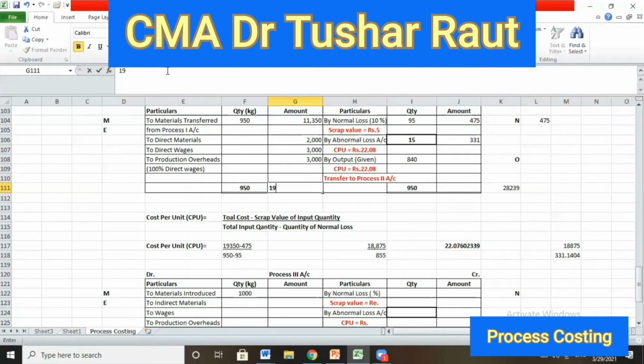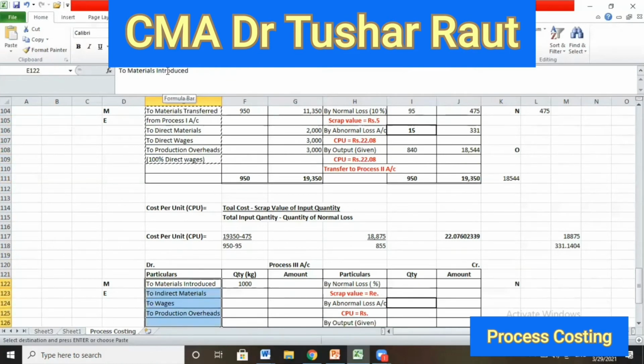Like 19,350 minus 475 and minus 331. It will be 18,544. So we need to follow this and we need to transfer this to the next process, as we are transferring it again to process 3 account. So this is how we are doing the same thing repeatedly.